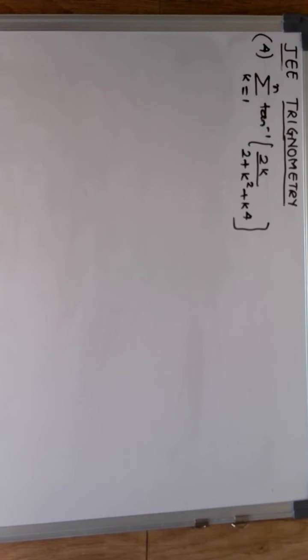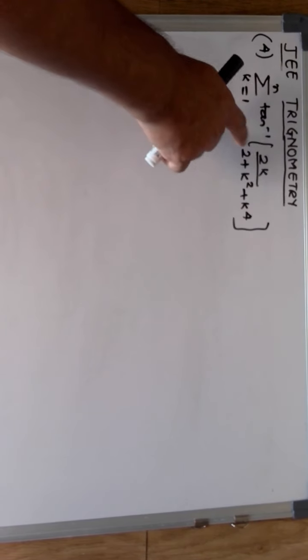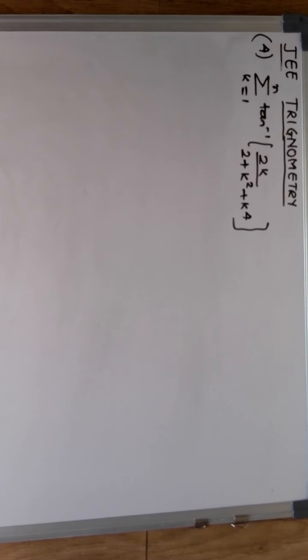But here, if you see now, if I take k as 2, 2 twos are 4, and 4 plus 2 plus 16, I get something like 4 by 22, that is 2 by 11. And with 3 I will get something else because k raised to 4 will become 81. So there will not be any kind of link between them.